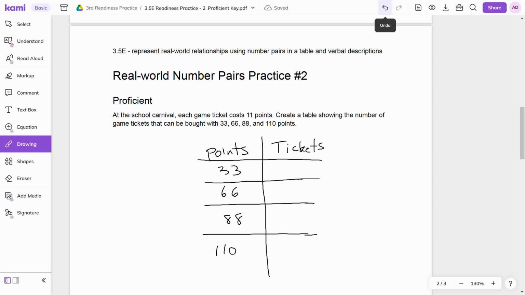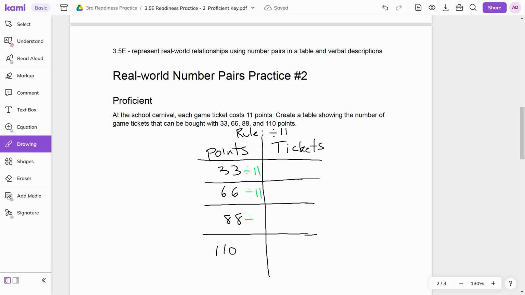So how many tickets can I get for 33 points? How many tickets can I get for 66 points? Well, each ticket costs 11 points. So really what I'm looking for is how many sets of 11 can I get out of 33, 66, 88, so on. So if I want to, I can go ahead and put my rule up here. What I'm doing is I'm really dividing into equal groups of 11. So if it helps, sometimes you can make it a little bit easier.